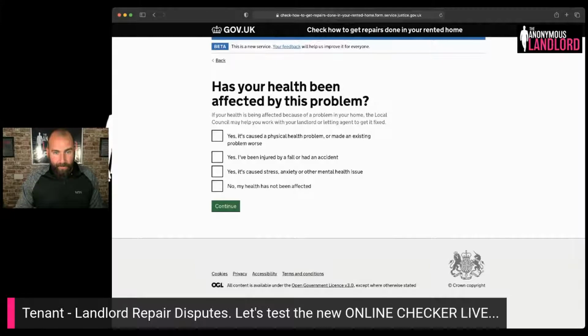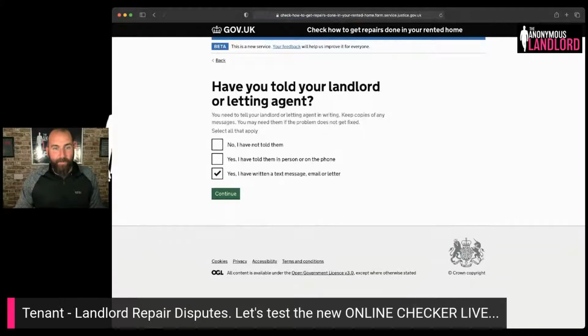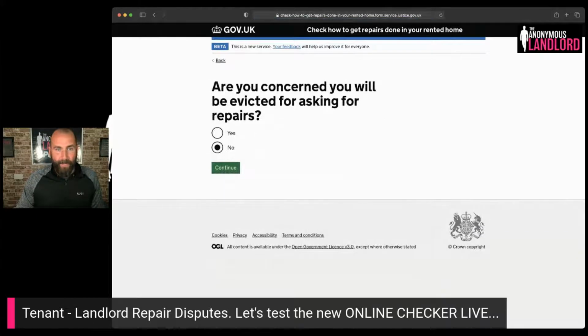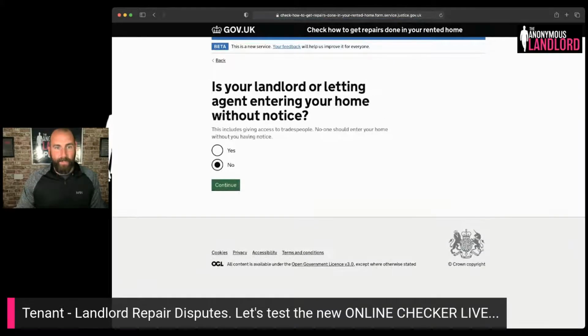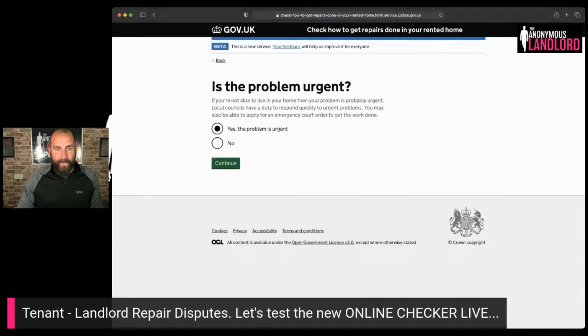It's not caused any mental health or physical health issues. Yes, I've told my landlord in a text. Are you concerned? No, that's fine. Is your landlord entering? No, that's fine. And is the problem urgent? Yeah, I think a leak is always going to be urgent.